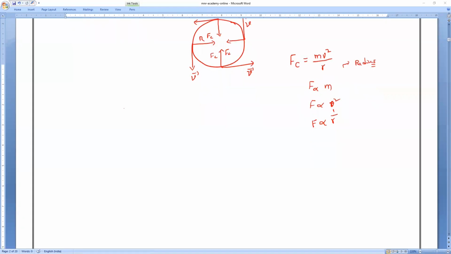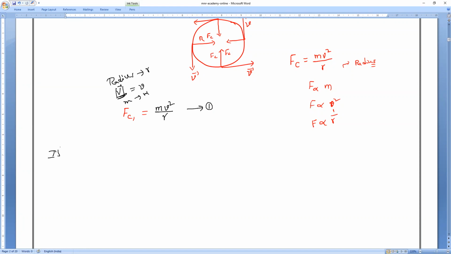So for the first case, let me take the centripetal force FC1, when the radius is R, the magnitude of velocity is V, and the mass of the body is M. You put it in a bar, then that is called magnitude. Then the centripetal force is mv square by r. Am I right or wrong? Let me call this equation number one. Anybody having any doubt? Please respond.